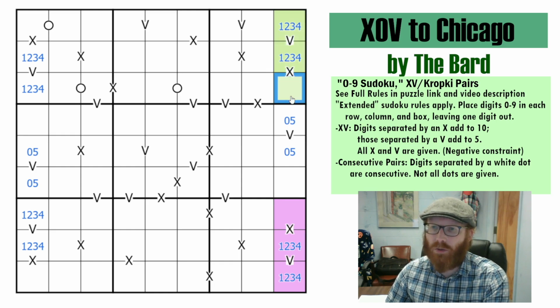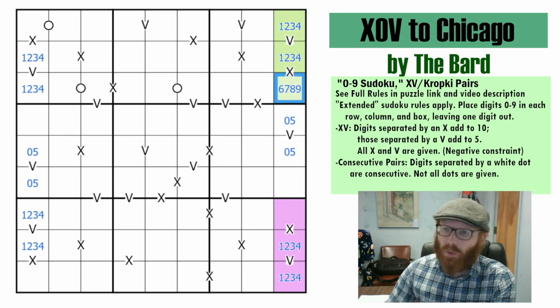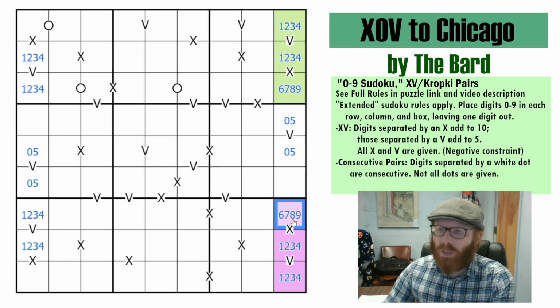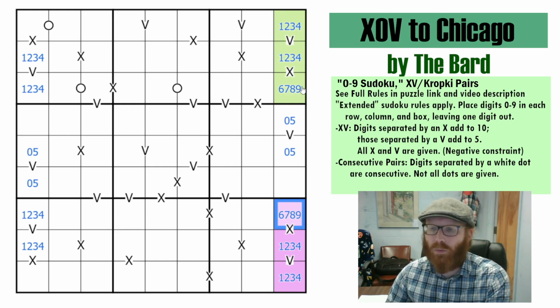choices. If this is 2, 3, that X is 7, 8. If this is 1, 4, that X is 6, 9. 6 or 9. We don't know which way, but we do know that they will correlate with their low digit partner.